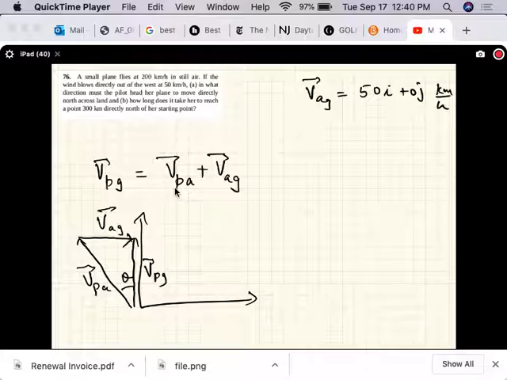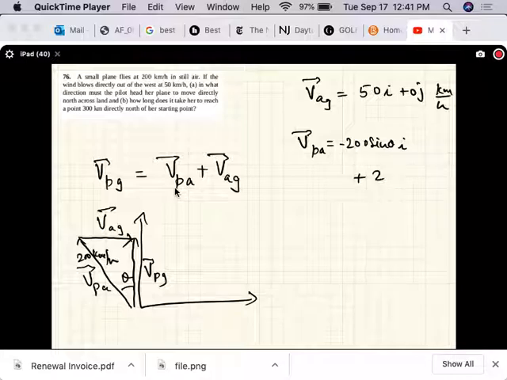And this is 200 kilometers per hour. Okay, so V of the plane with respect to air is minus 200 sine theta i plus 200 cosine theta j. So that's the velocity of the plane with respect to the air.